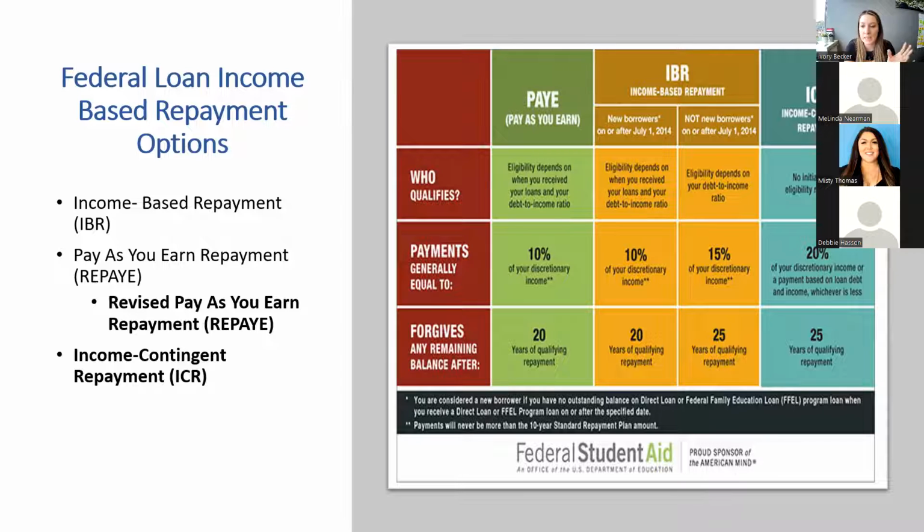So you do pay income tax on whatever amount is forgiven, but that's a heck of a lot less than having to pay that full loan off, or what's left of that loan.